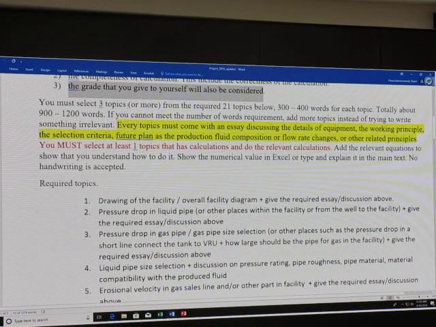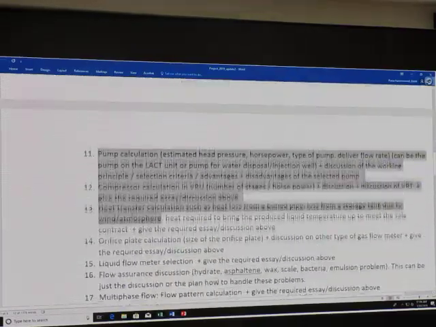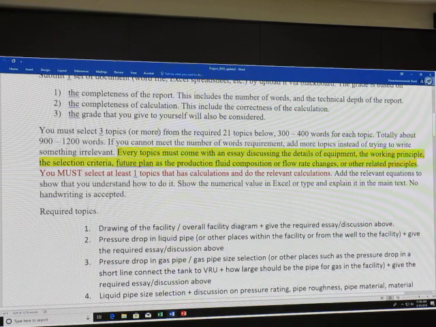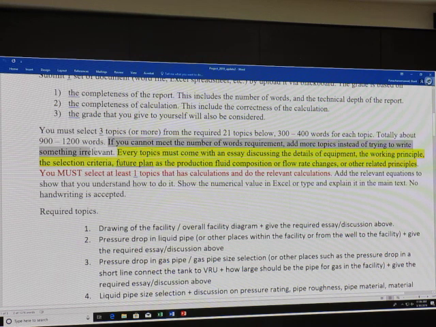You must select three topics of these 21 topics. You select three of them and do it, or more, you can do more. From these 21 topics below, 300 to 400 words each. Totally, about 900 to 1,200 words that you have. If you cannot meet the number of word requirement, add more topics instead of trying to write something irrelevant.